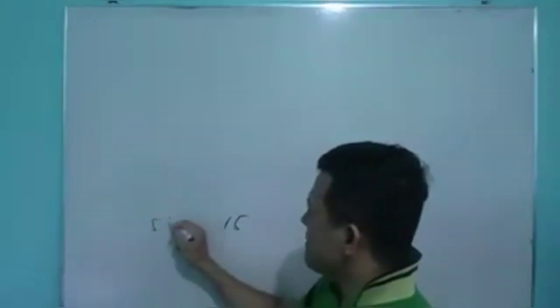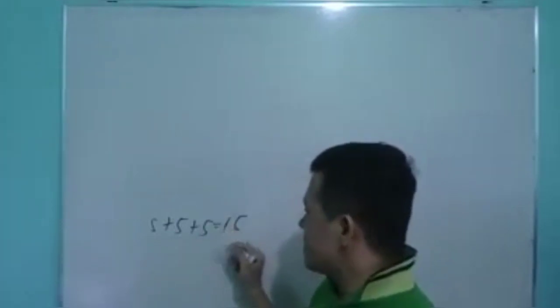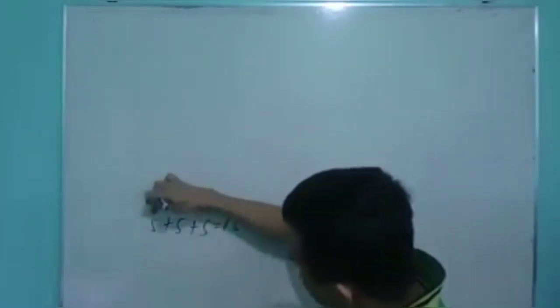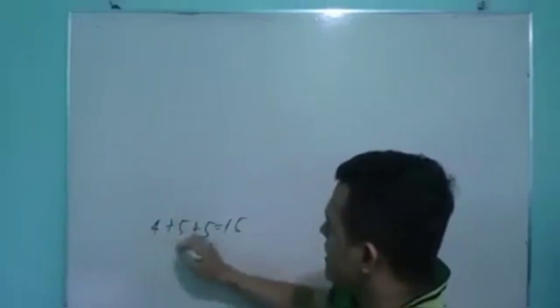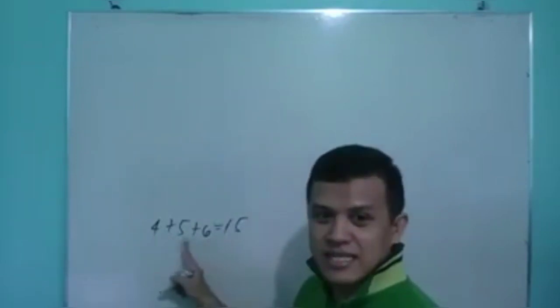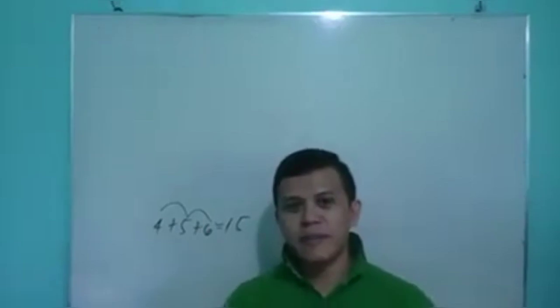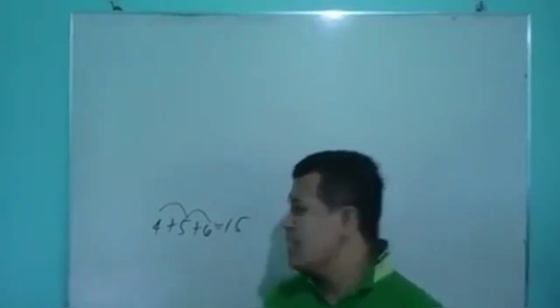15. So if you have like 5 plus 5 plus 5, they're not consecutive, but they're equal to 15, right? So that means you minus 1 here, this one becomes 4, and you add that one here, so 6. 4 plus 5 plus 6, right? This is 15. So they are consecutive. 4, 5, and 6 are consecutive integers also, right? So as you can see here.